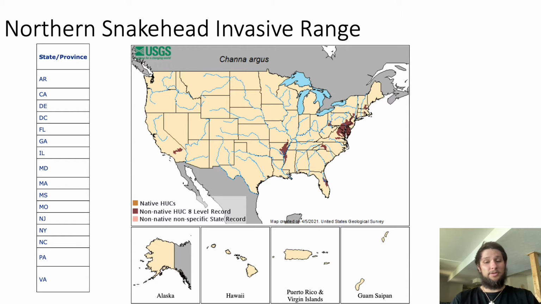The population is currently contained to the lower 48, and the northern snakehead has currently had the largest impacts and the most prominent and well-established populations within the Chesapeake Bay region and Florida.